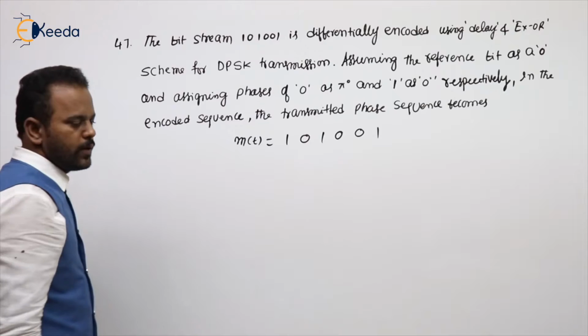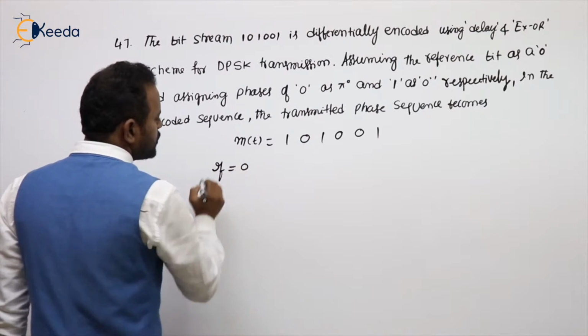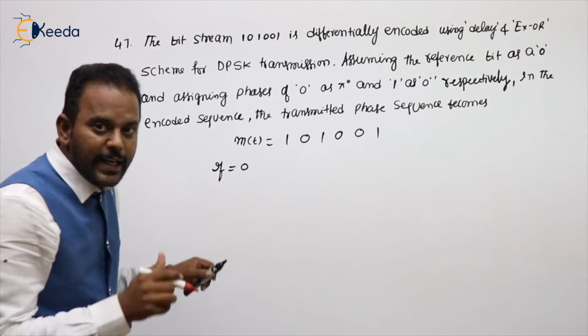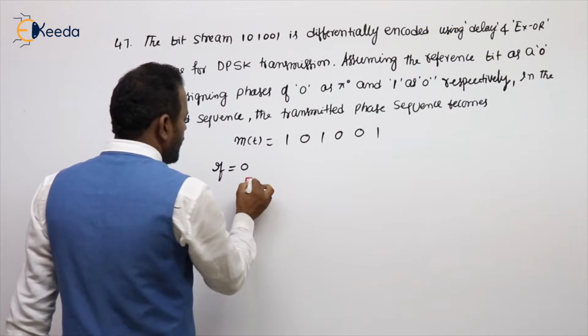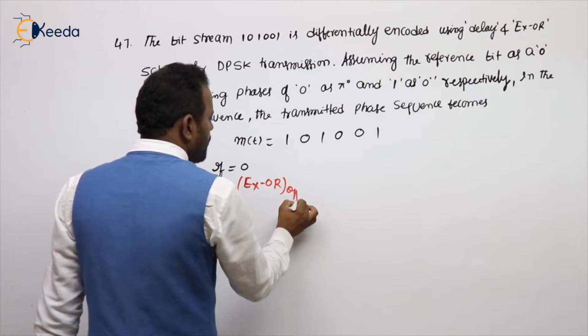101001. What is the reference bit, sir? Reference bit is 0 and the scheme is using XOR. He specifically mentioned it; if he has given it, take that. What is the XOR gate truth table?